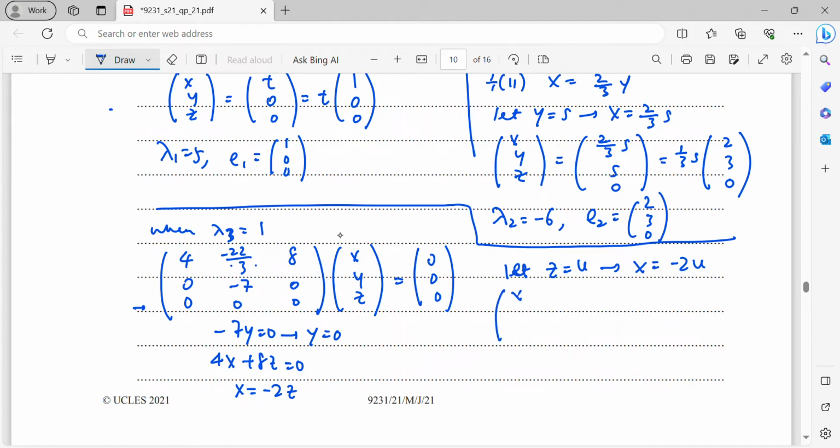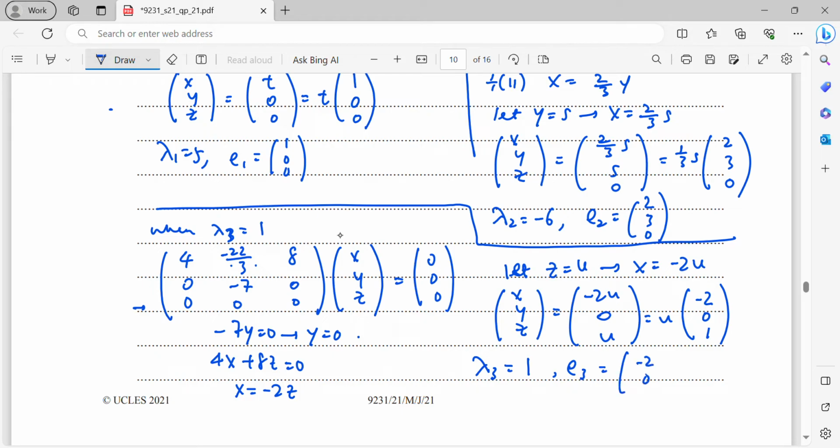So now I will rewrite my solution. My x is minus 2u, my y is 0, my z is u. Therefore, the u can be taken out and you get negative 2, 0, 1. Okay, so my third lambda is 1 and the corresponding eigenvector will be negative 2, 0, 1. Or you can just write 2, 0, minus 1, also no problem.